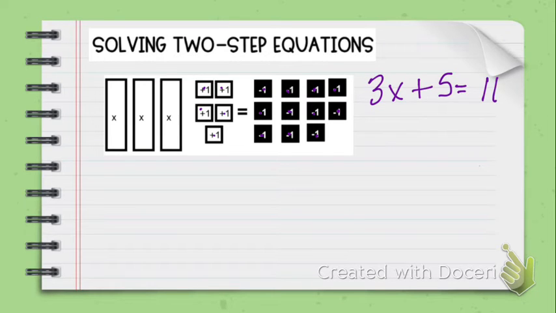Okay, so what we want to know is what is x? I don't want to know what 3x's are. I want to know 1x equals what? So my first rule was to get rid of these. And how do I do that? Well, these are all positive ones, right?